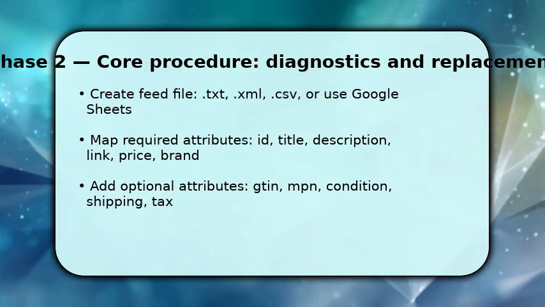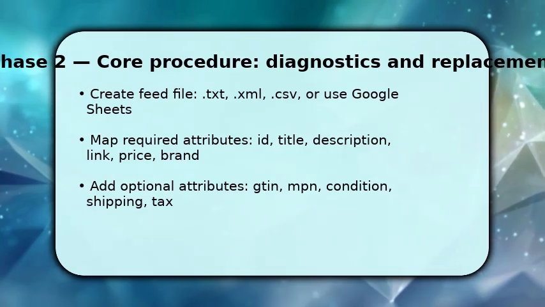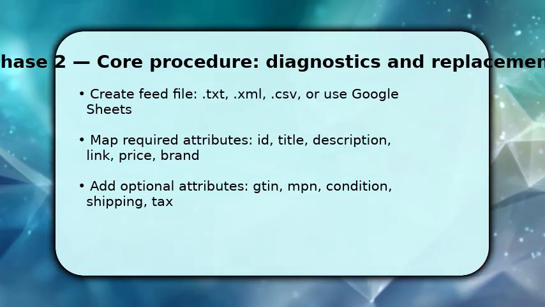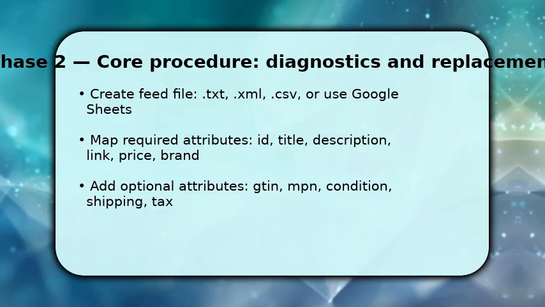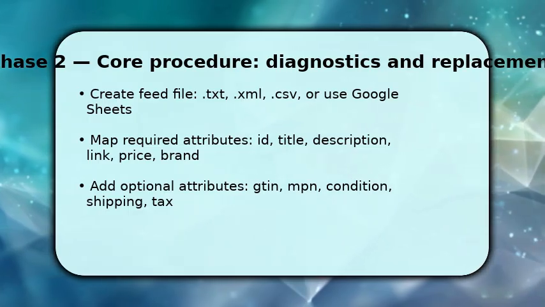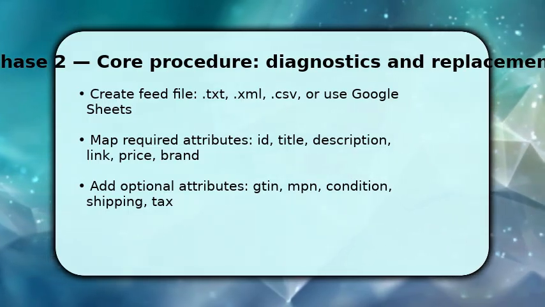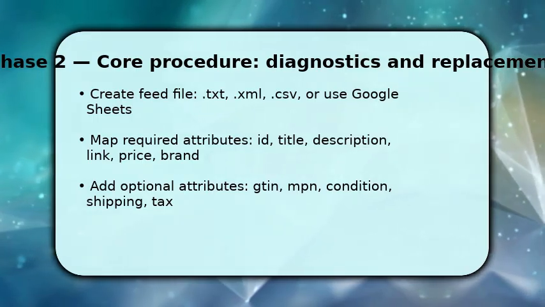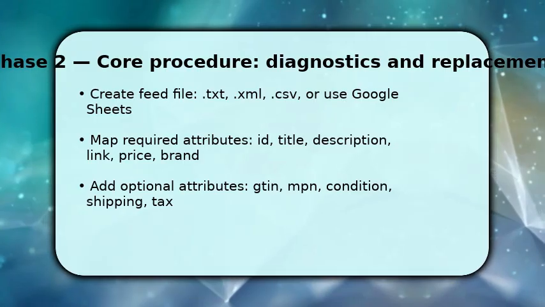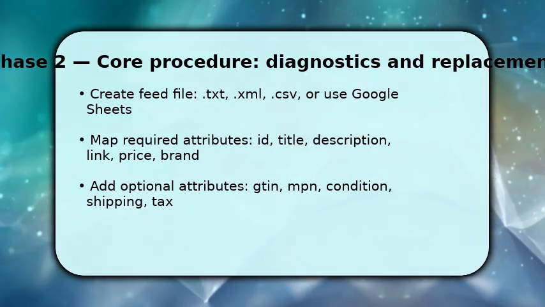You now build the actual feed file or populate the Google Sheet template. Follow the required attribute names precisely so Merchant Center parses them. As you upload, map columns: ID maps to product ID, title maps to name, link maps to landing page, and price includes currency.